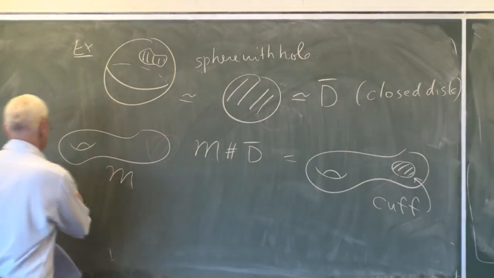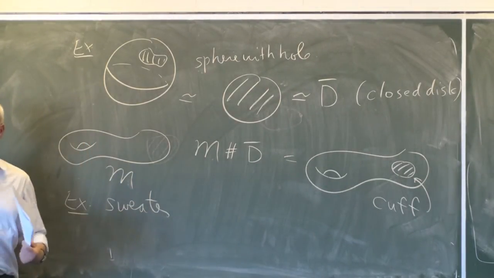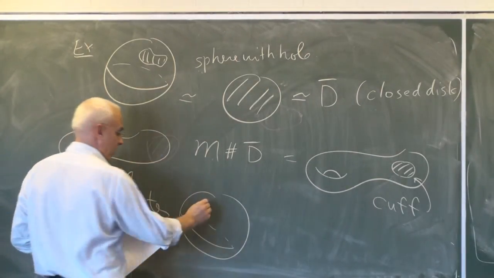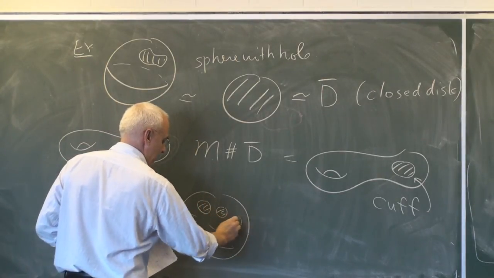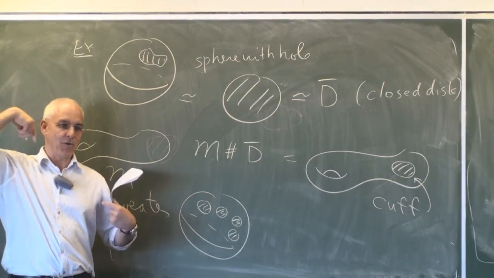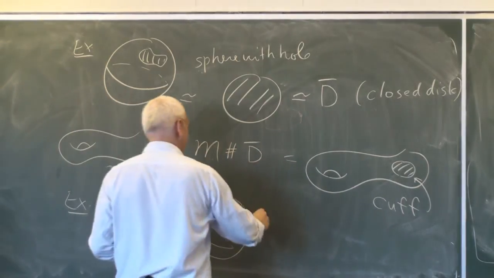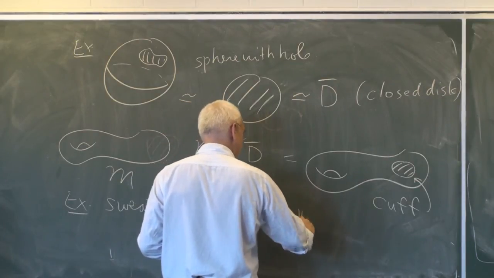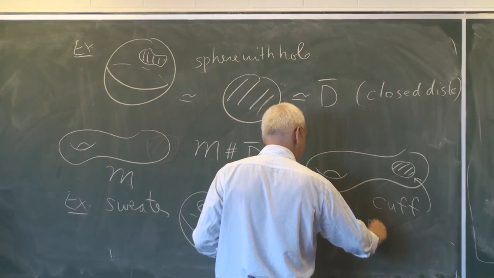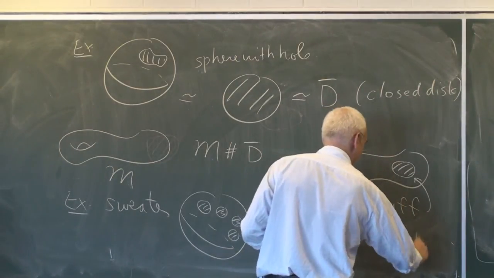So for another example, if you're wearing a sweater, an ordinary pullover, then that's going to be a disk with 4 holes, right? The arms are 2 holes. There's a hole where your neck is. There's a hole where the waist is. And we could write it with this notation as d bar plus d bar plus d bar plus d bar, or maybe more economically, simply as 4 d bar.